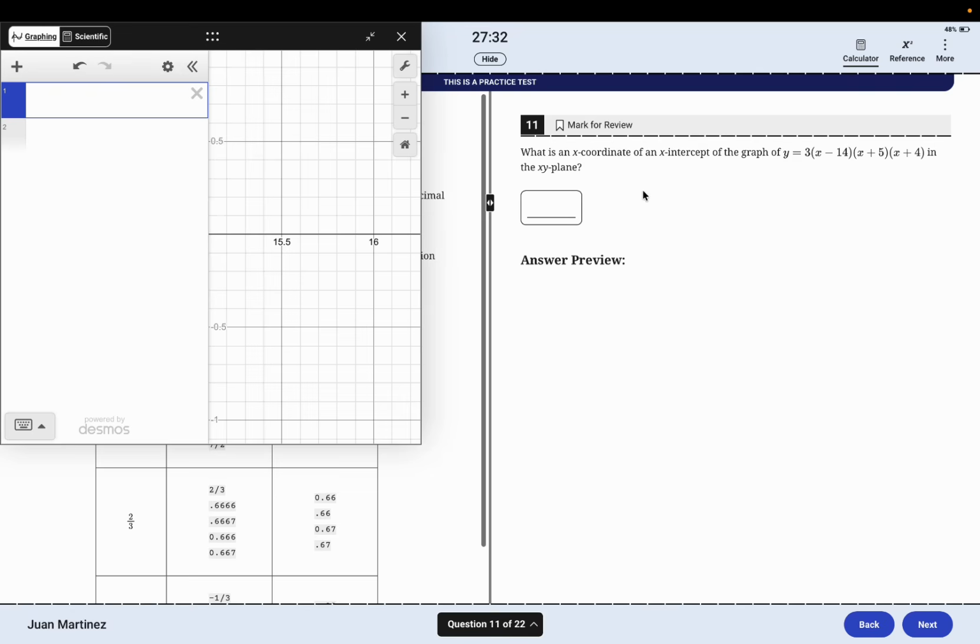What is an x-coordinate of an x-intercept of the graph of... Well, one of them can be... I can already tell one of them is like -5, -4. Another one's 14. Because you can just look at these, 3 roots, I guess. But you can also just graph it. So let me do just that. x plus 5, x plus 4.